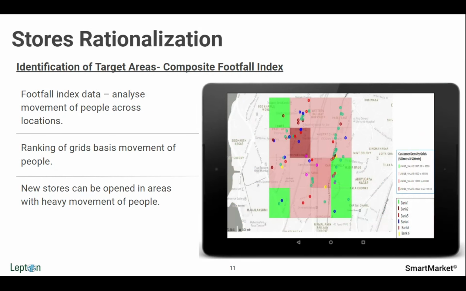This is a composite footfall index. This tells you at any given point of time during the day what is the amount of people located in a grid. Again, this is a logical division of a locality for 1 cross 1 square kilometers, and it tells that green grids are the grids wherein you have a good amount of people existing at any given point of time.